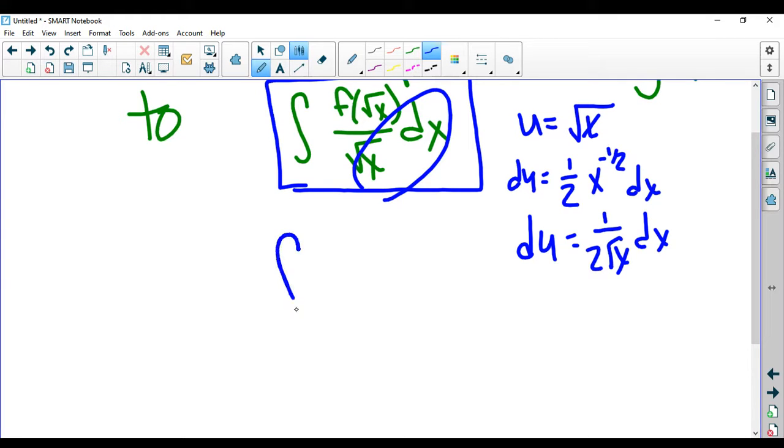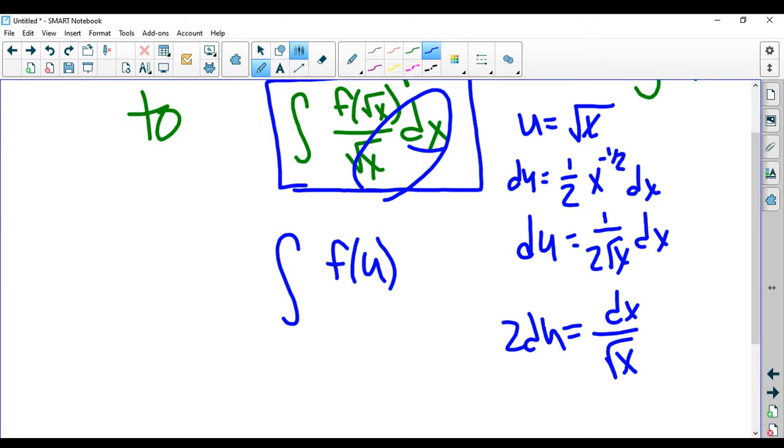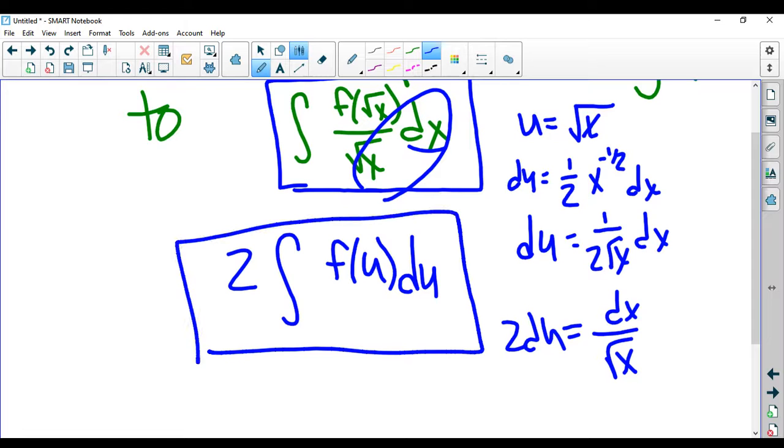So my u-substitution was u is the root of x, so now we have f of u. The dx over root of x, according to our du, is 2 du. So this circled part can be substituted with 2 du, and there is an equivalent integral.